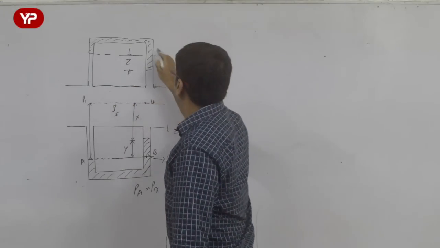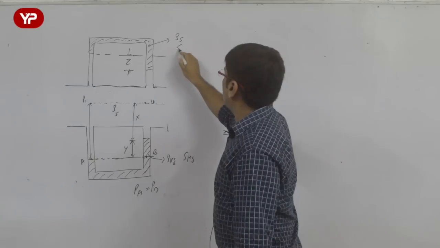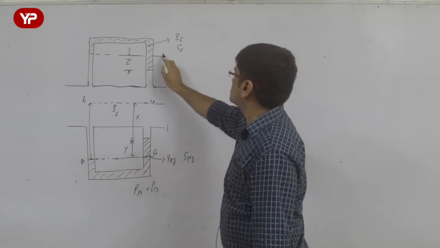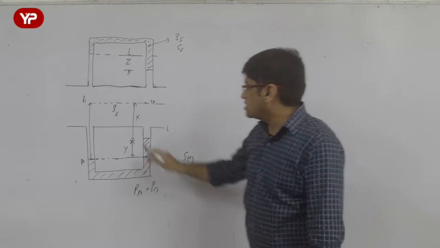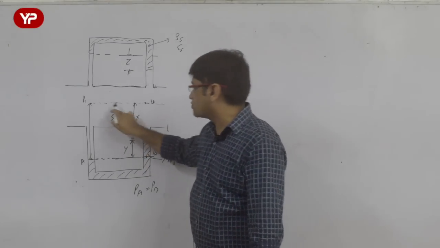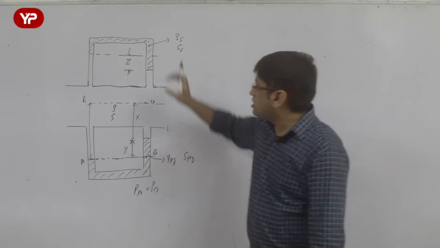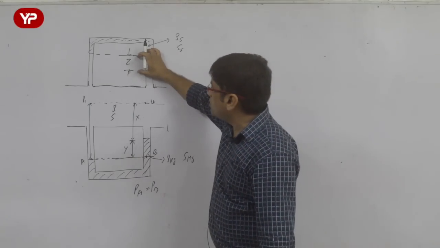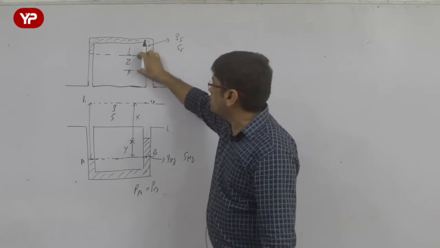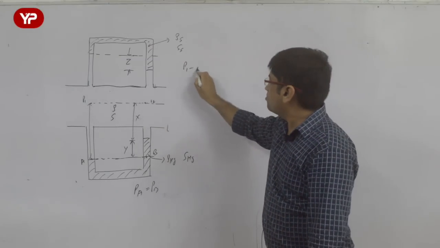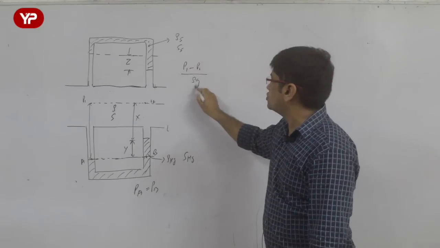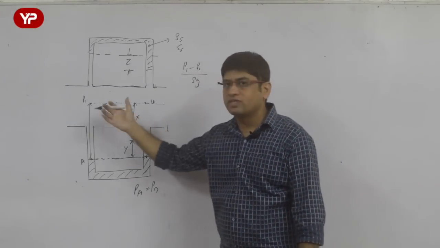Reference line will be this. Let us say density and specific gravity of the fluid which is in the inverted U-tube is rho s and S s. The density and specific gravity of the fluid which is flowing is rho and S. The difference of the limb levels of this fluid on the two sides is Z. Then you know, P1 minus P2 by rho g, this rho g will be of the fluid which is flowing.